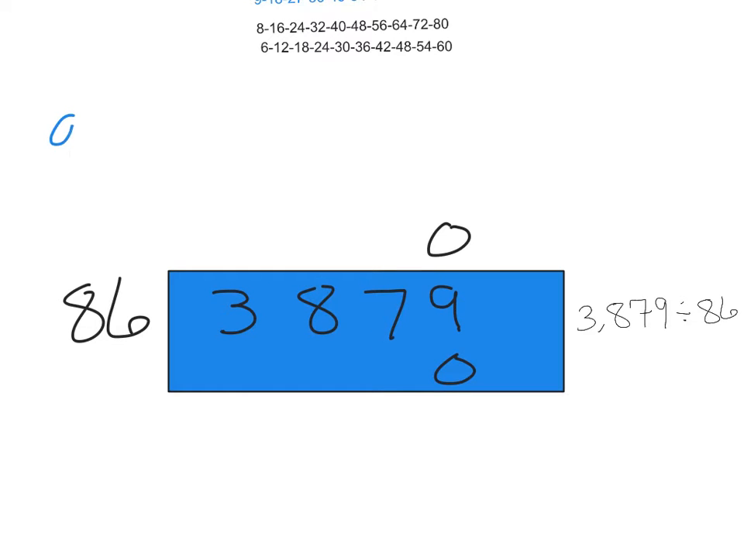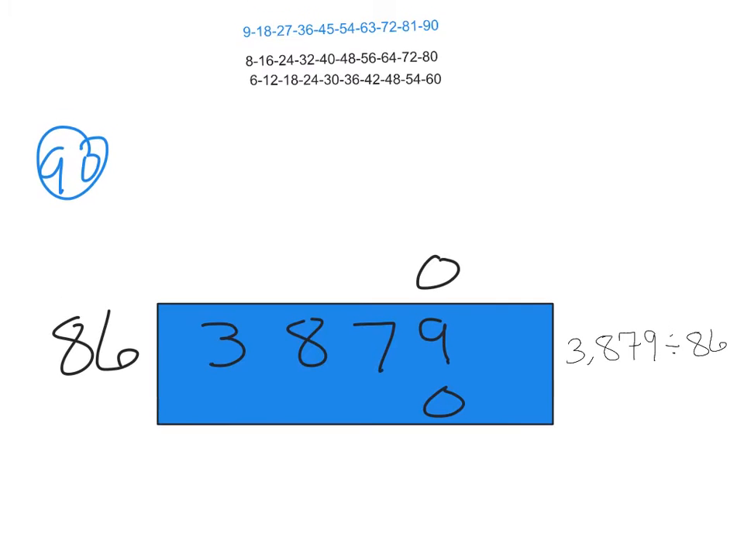I'm going to use 90 as my estimation number, which means I'm going to come up here to the 9s and just count by 90.